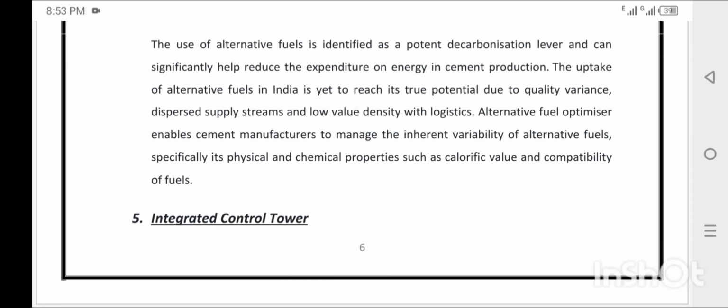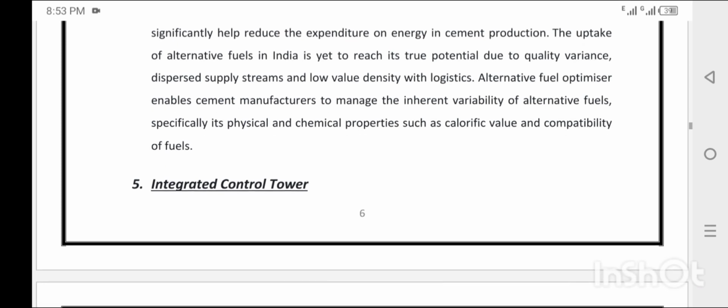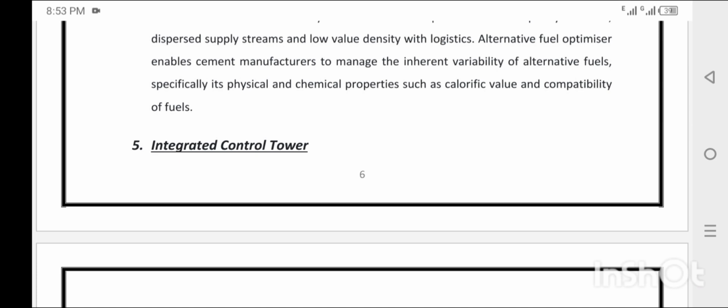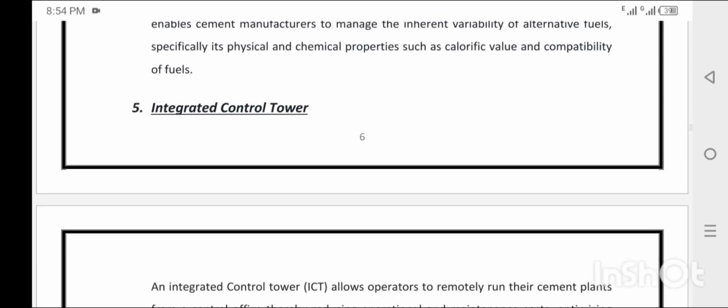Alternative fuel optimizer enables cement manufacturers to manage the inherent variability of alternative fuels, especially its physical and chemical properties such as calorific value and compatibility of fuels.